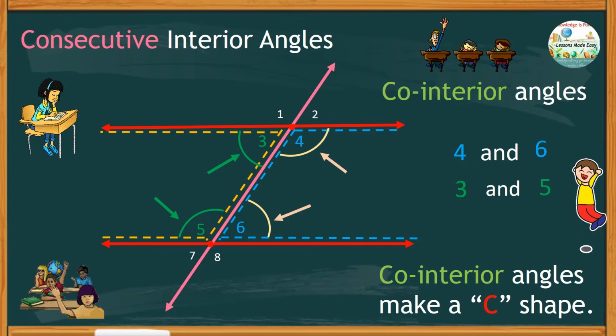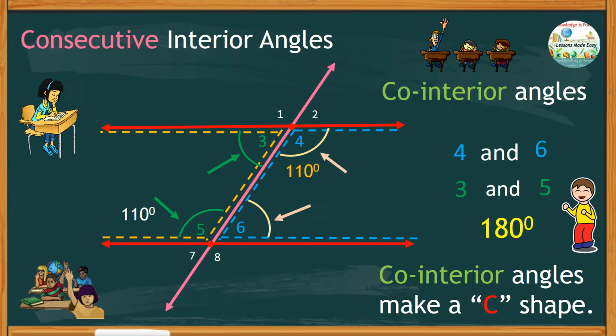One important thing is that co-interior angles are not equal, but instead, together, they add up to 180 degrees. Meaning, if one angle is 110 degrees, the other one is only 70 degrees, making 180 degrees as a pair.